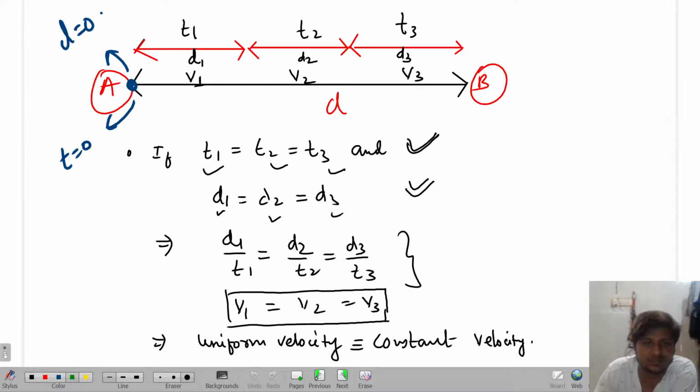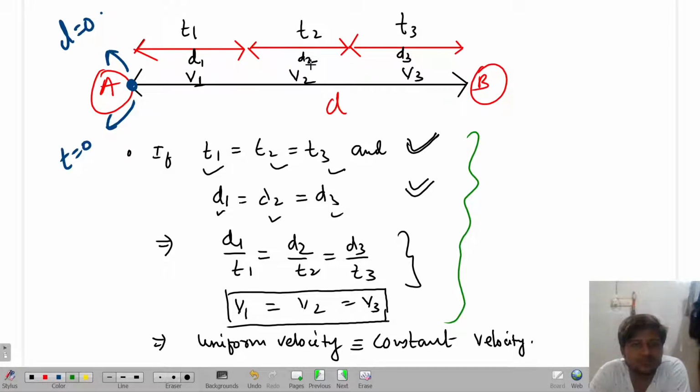Let's suppose a similar case. First we considered that this was my total distance between point A and B. I divide this total distance into D1, D2, and D3. I'm traveling D1 in time T1, D2 in time T2, D3 in time T3. When T1 is equal to T2 is equal to T3 and D1 is equal to D2 is equal to D3, then the velocity is also equal. Then I said that this is uniform velocity.